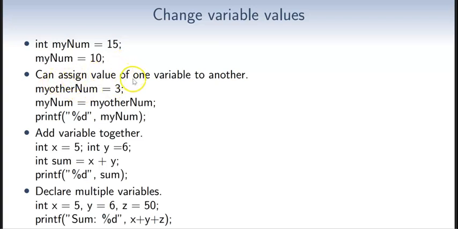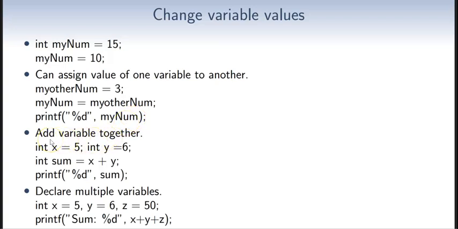Next one, we can assign the value of one variable to another. See, myOtherNum is equal to 3. Here we are assigning the variable myOtherNum equal to 3. Again, myNum is equal to myOtherNum. Here we have already mentioned myNum, and we have assigned myOtherNum is equal to 3. So we are assigning myNum equal to myOtherNum. So what would be the output here? We will be getting 3 as the output. Why? Because we have assigned this variable's value to myNum. So we will be getting 3 as the output here.